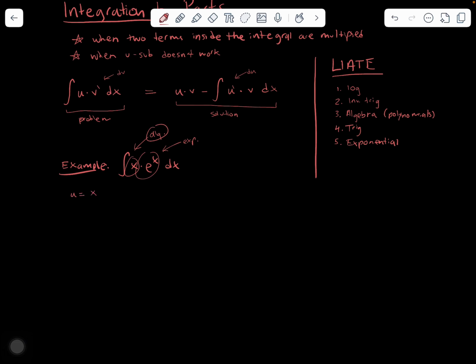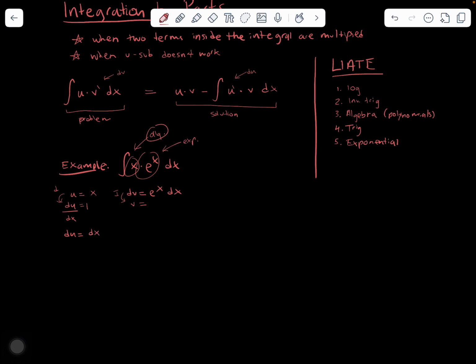So u is x, and our dv value, which is going to be the rest that is not u, is going to be e to the power of x dx. Then the two other things we want to find are du and v. So to go from u to du, we're going to differentiate, and to go from dv to v, we're going to integrate. So to find the derivative of u equals x, du dx is equal to 1, and we're going to multiply both sides by dx to isolate du. So we'll get our final answer as du equals dx.